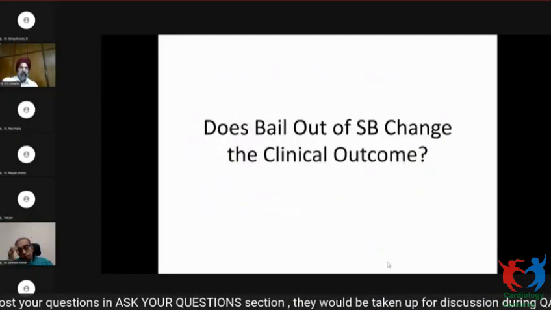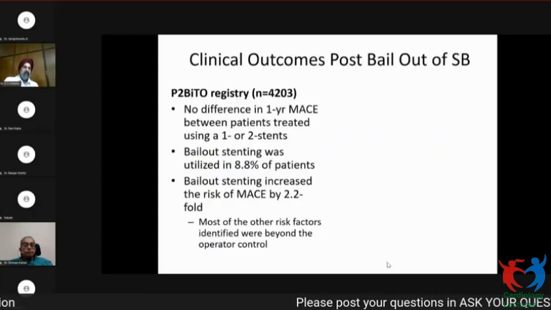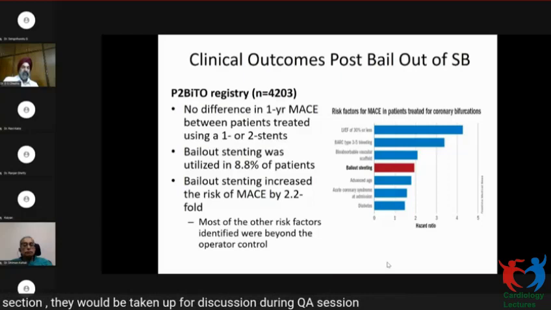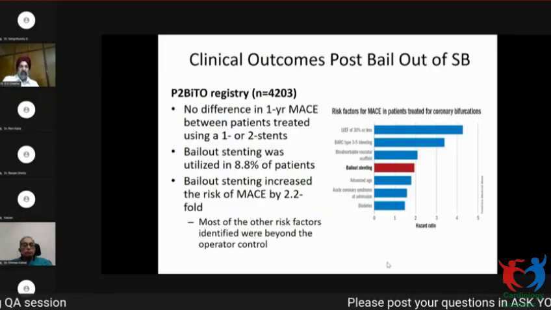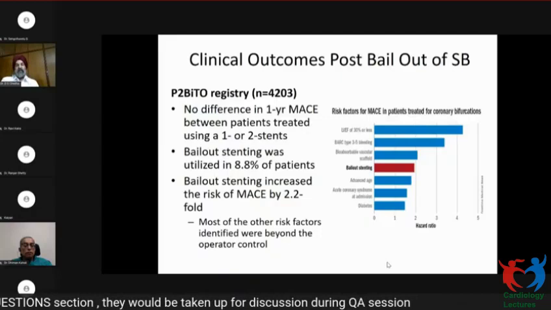But does bailout change the clinical outcome? While doing a bifurcation, if I lose a side branch and I do a bailout, does it change anything? We have a nice data set which comes from the P2B2 registry, where they looked at MACE rates at the end of 1 year with one and two stent technique. And mind you, bailout technique was associated with MACE rates which were 2.2 fold higher. So this brings home the fact that if you are planning your intervention, you must go with the right technique to start with, because if you do a bailout, you will feel happy that you've rescued the side branch, but the MACE rates are still very high.